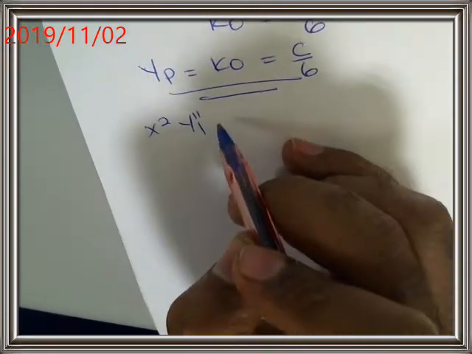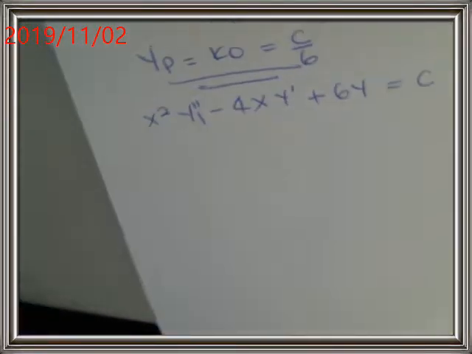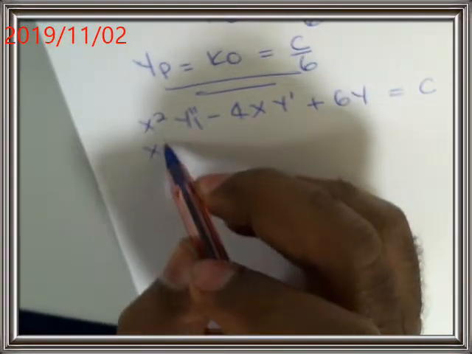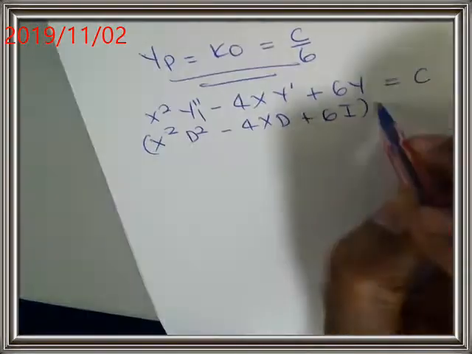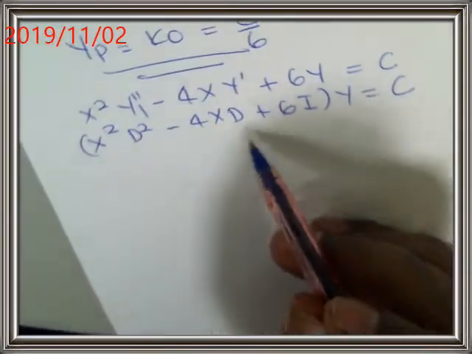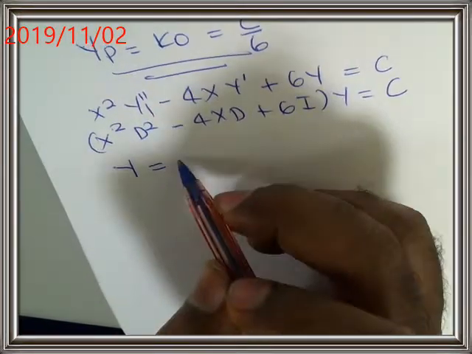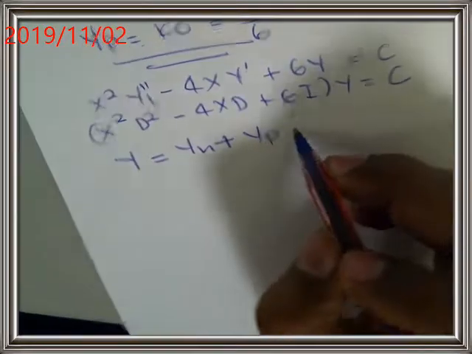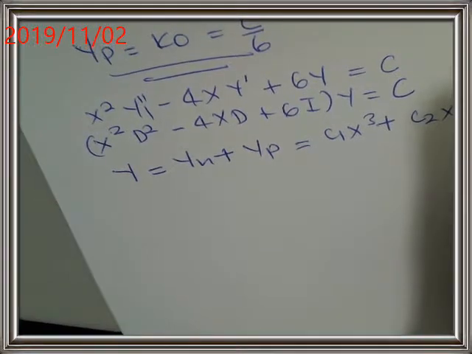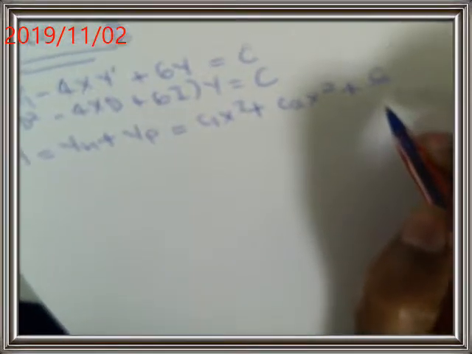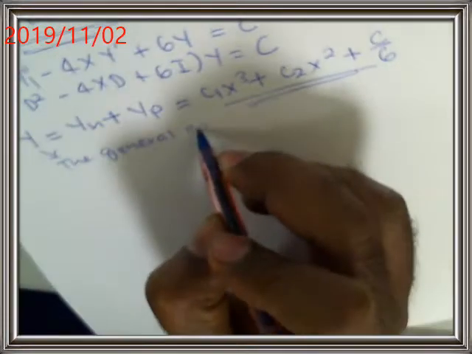Okay, so the general solution for x squared times the second derivative of y, minus 4x y prime plus 6y equal to C, or you can rewrite it as x squared D squared minus 4xD plus 6 times y equal to C. The solution for this given second order non-homogeneous differential equation is given by y equals y homogeneous plus y particular. So that is C1 x cubed plus C2 x squared plus how much? C over 6. So this is the general solution.